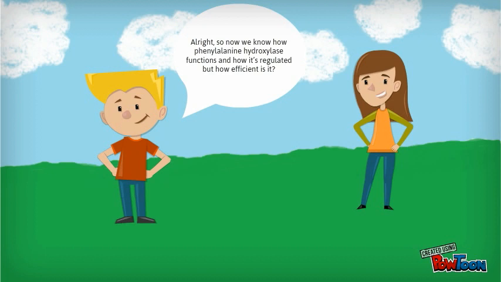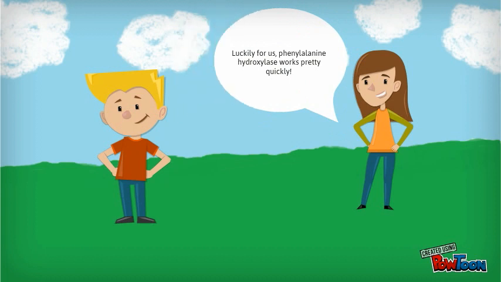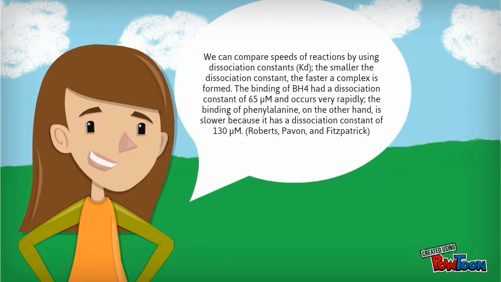Alright, so now we know how phenylalanine hydroxylase functions and how it's regulated, but how efficient is it? Luckily for us, phenylalanine hydroxylase works pretty quickly. We can compare speeds of reactions by using dissociation constants. The smaller the dissociation constant, the faster a complex is formed. The binding of BH4 has a dissociation constant of 65 micromolar and occurs very rapidly. The binding of phenylalanine, on the other hand, is slower because it has a dissociation constant of 130 micromolar.